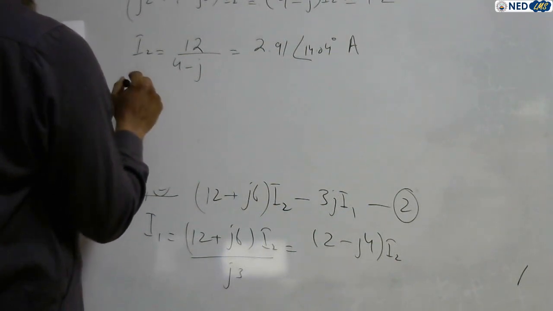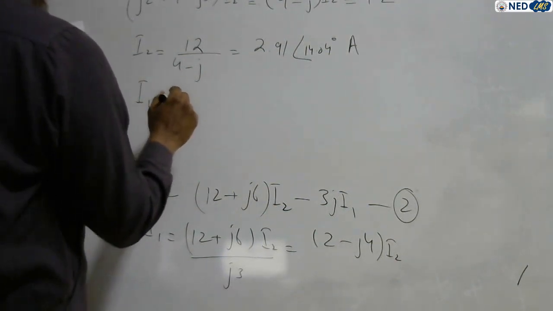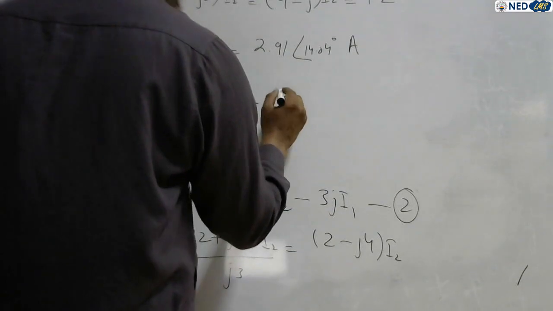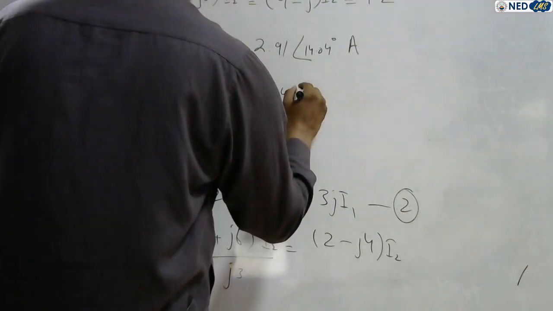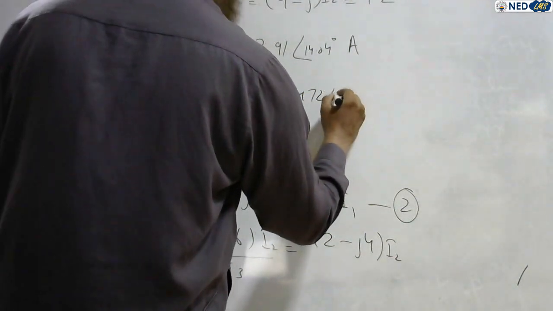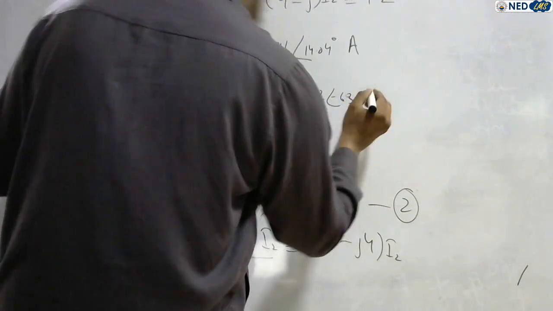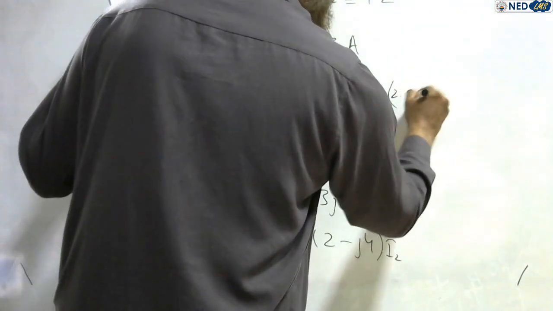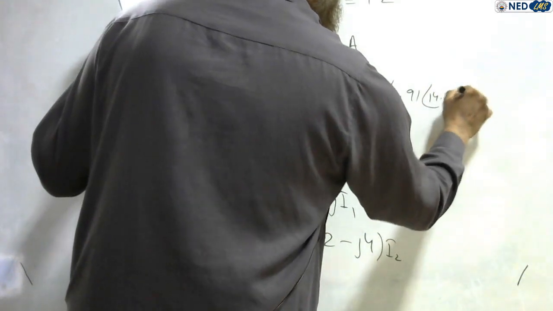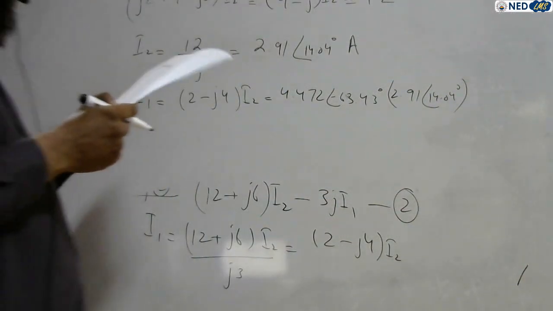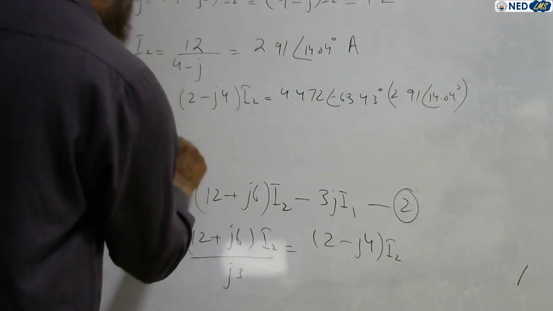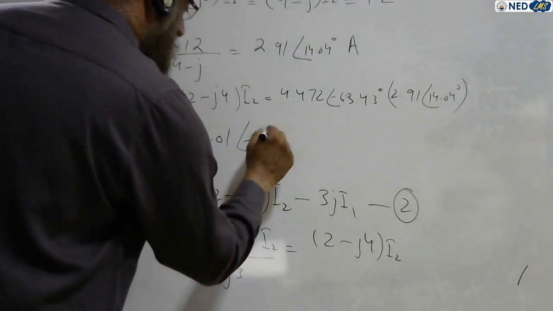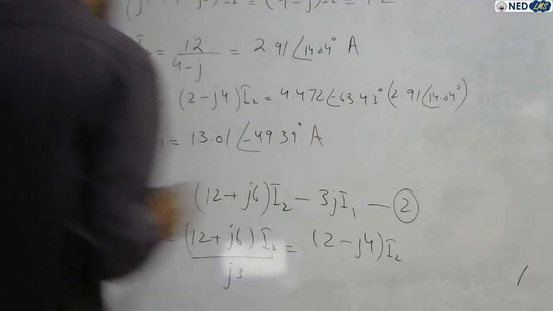Now put the value of I2 in equation 1 and you will get the current I1. So I1 becomes 2 minus J4 times I2, which equals 4.472 angle minus 63.43 degrees times 2.91 angle 14.04 degrees. So finally you get your current I1, that is 13.01 angle minus 49.39 degrees, and the unit is ampere.